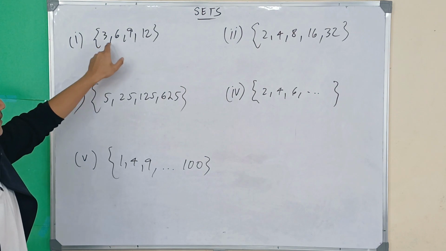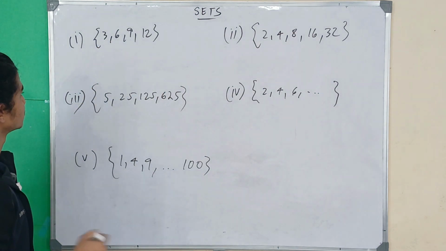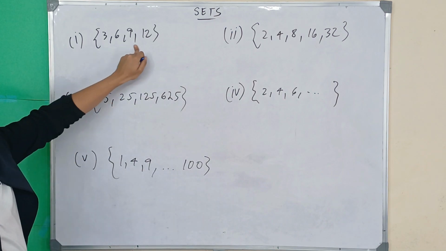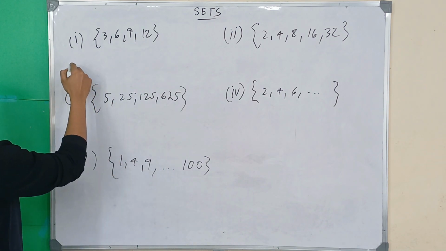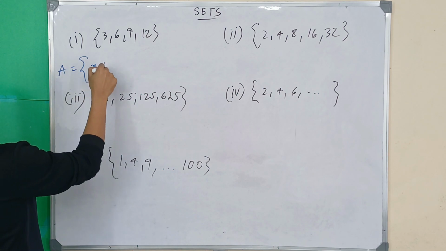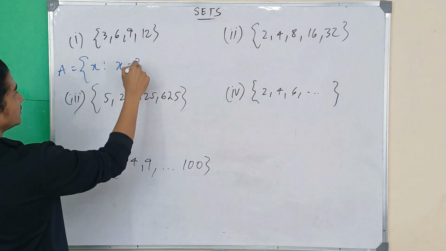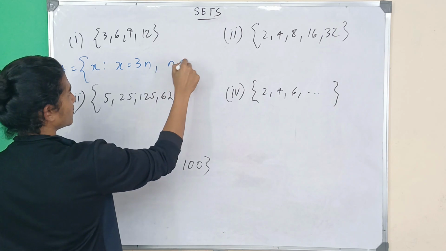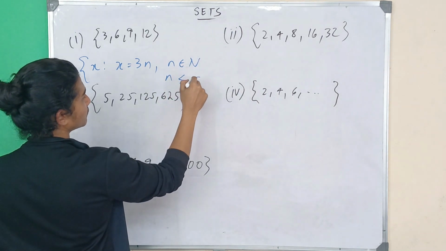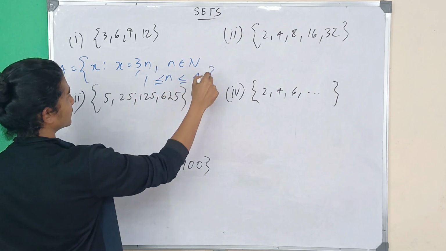So in this problem, we're supposed to write all these roster forms in set builder form. So the first one is 3, 6, 9, 12. You can see a pattern here. It's the first four multiples of 3. So you can write like this. I'll name this as A. So A equal to set of all x such that x equal to 3n, and n is a natural number, and n lies between 4 and 1. So you can write in this way.